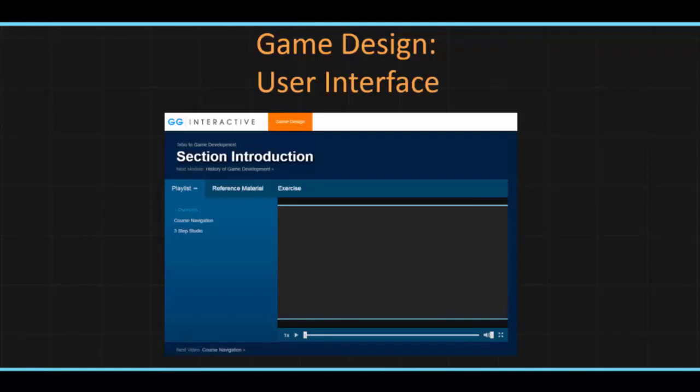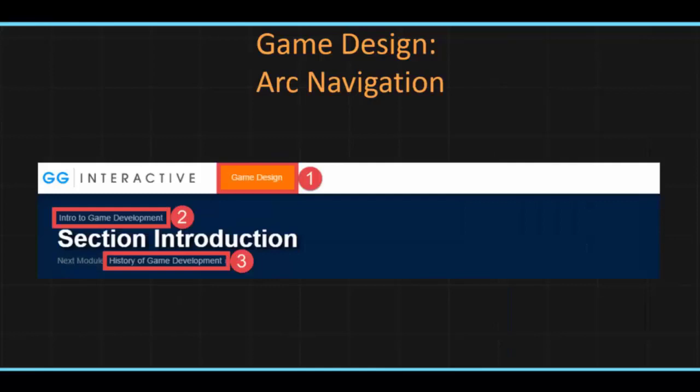What we are looking at now is the user interface of the lessons themselves. Let's examine the features. So at the top of a module page, we will always see these feature buttons. The first button at the top gives us access to the course menu to quickly navigate to any module or arc in the game design curriculum. The button marked 2 will return us to this module's arc landing page. Finally, we can instantly jump to the next or previous lesson in the curriculum with the button marked 3.